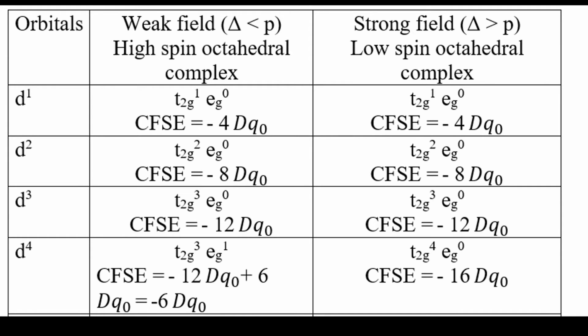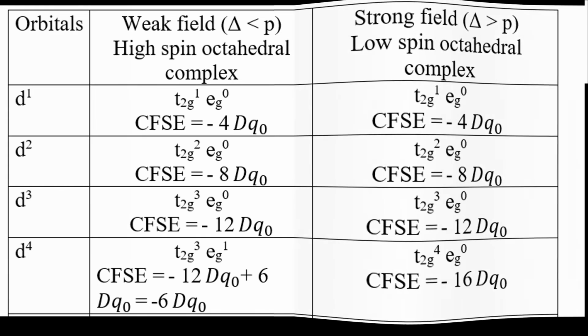Now consider d4. For weak field, the electronic configuration will be t2g3 eg1, and CFSE will be minus 12 Dq plus 6 Dq, that is minus 6 Dq. In the case of strong field, the electronic configuration is different: four electrons will be in the t2g set, that is t2g4 eg0, and CFSE will be minus 16 Dq.